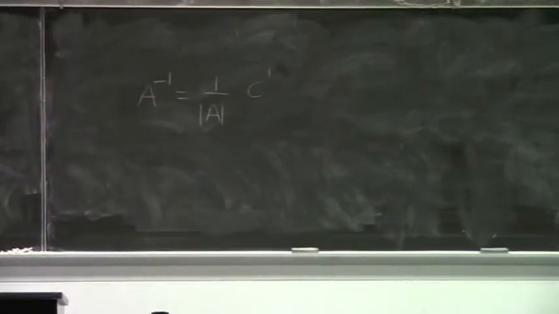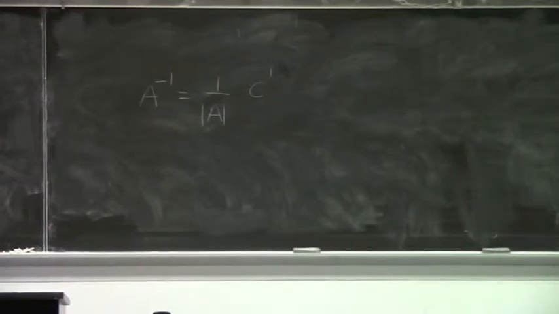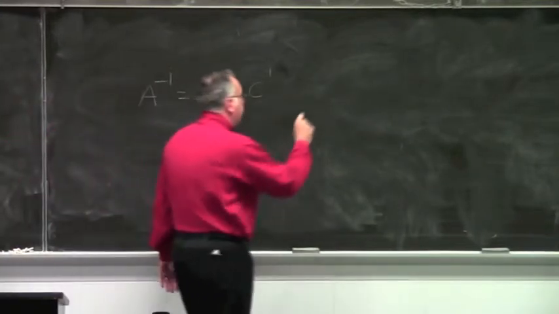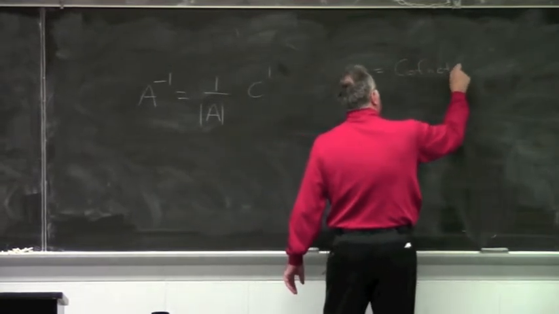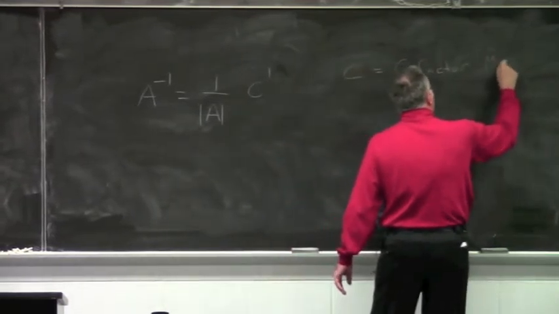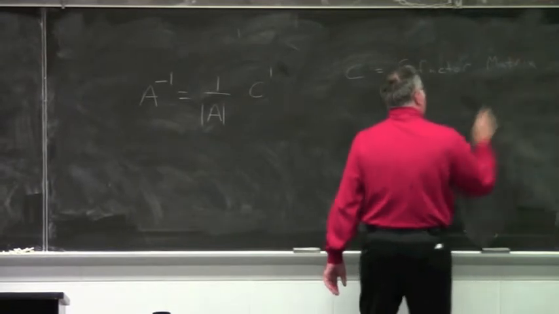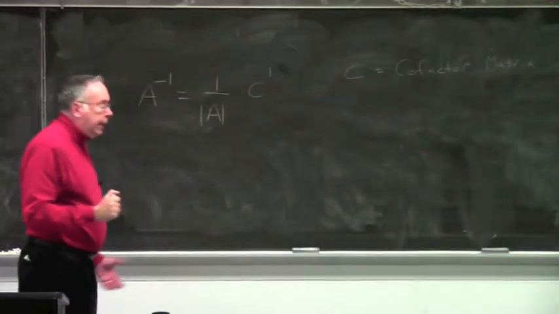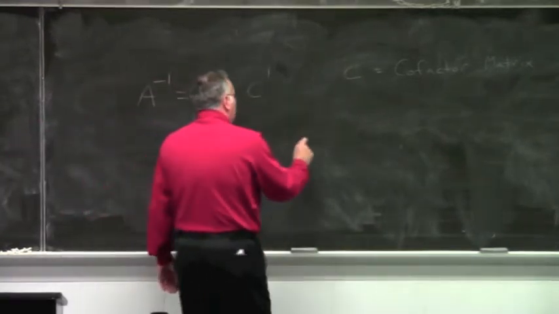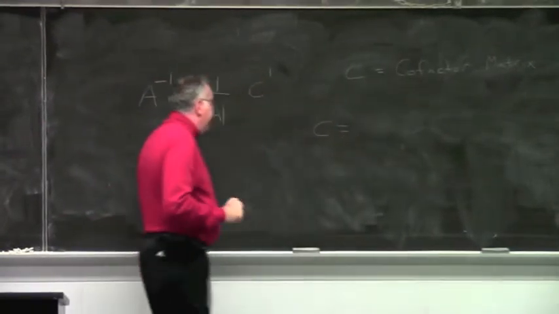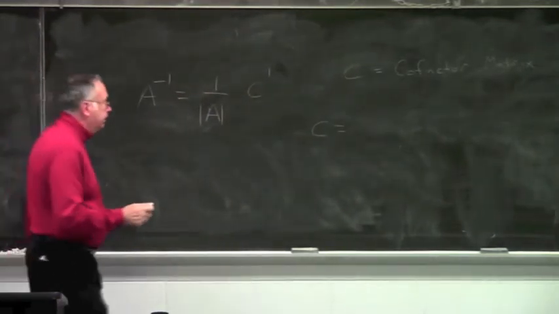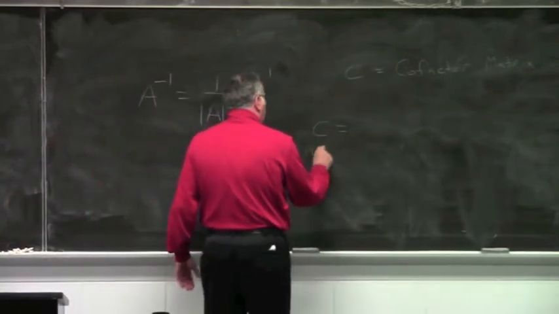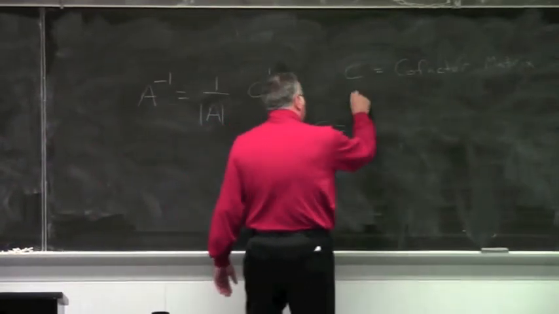Now you know what the determinant is, but let me explain what this C transpose is. C here is the cofactor matrix. And it is just, if A is an n by n, then C will be n by n also. So it's a square matrix that's equal to this.